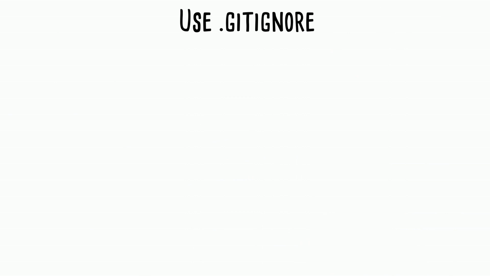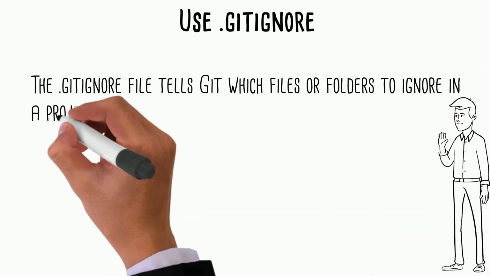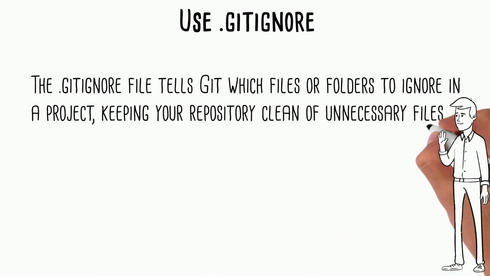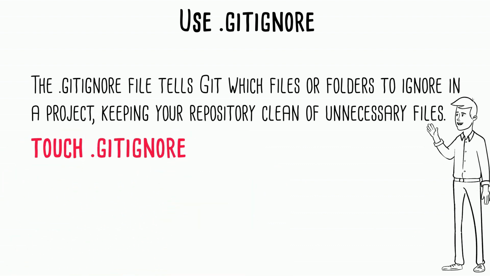Now once you have cloned the repository, you can use something called gitignore to handle all your unnecessary files and folders so that you can keep your repository clean. To do that, we need to type touch .gitignore. This will create a gitignore file inside your Git repository, and whatever files and folders you add to the gitignore file, they won't be pushed to your repository.